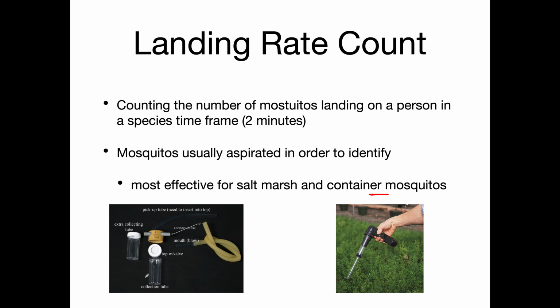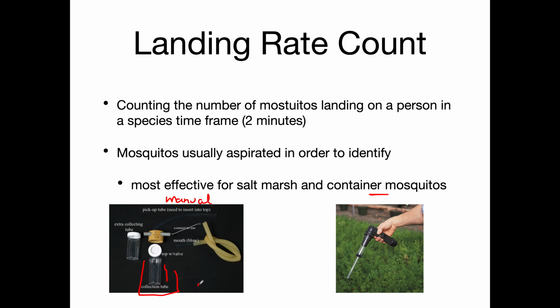Aspiration is done with these small little jars. This is called the collection tube, and this one is a manual, right? So this is a manual aspirator. There's usually a mouthpiece on the end here, and there's a filter. So you would actually suction with your mouth or blow, and that would push the mosquito through the filter and into the collection tube.